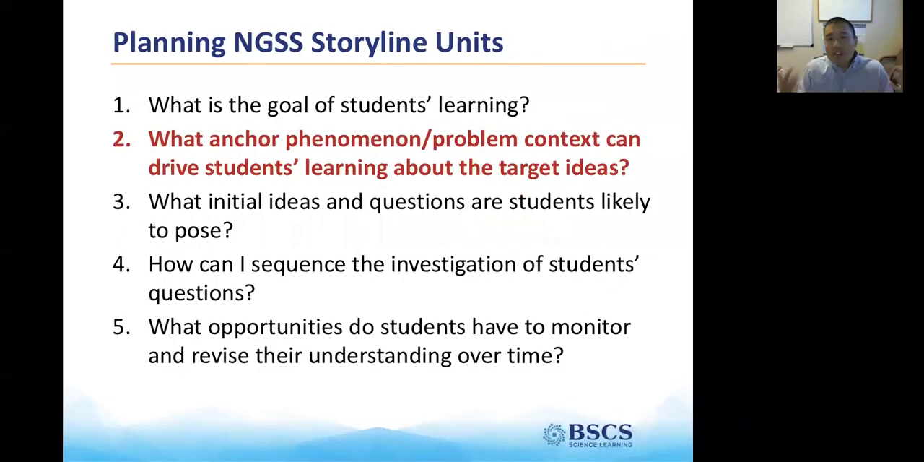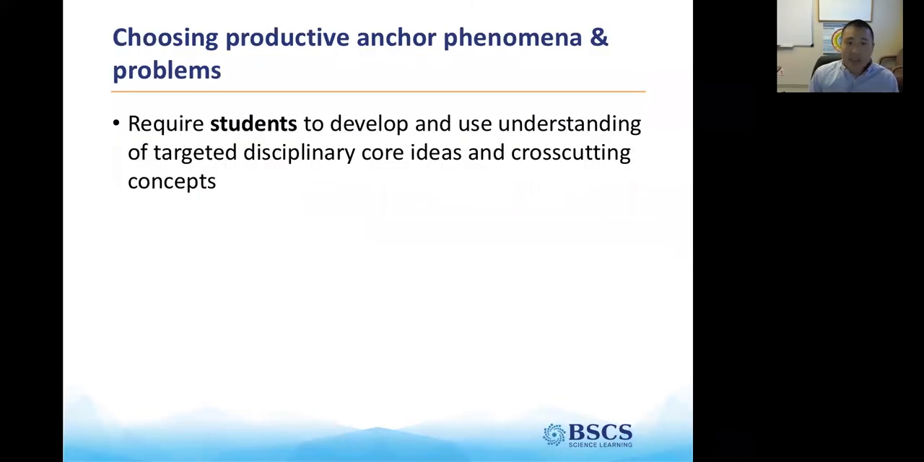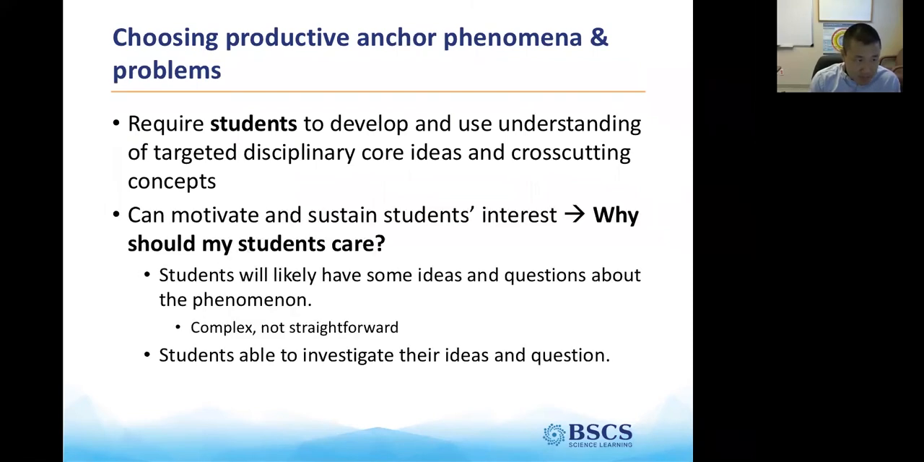Once we get the territory where we want kids to be learning, the next thing is to think about what's a good anchor phenomenon context that can help drive students' learning about those ideas. The key heuristic in choosing them is to think about what phenomenon would actually require kids to develop and use understandings of those target ideas and cross-cutting concepts. Through the process of developing that explanation, they will then develop those key understandings. So it's more of a backwards design.